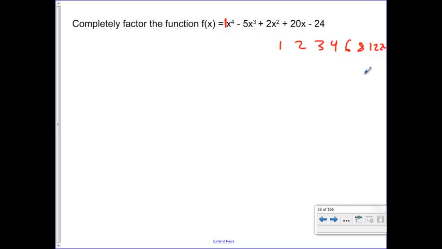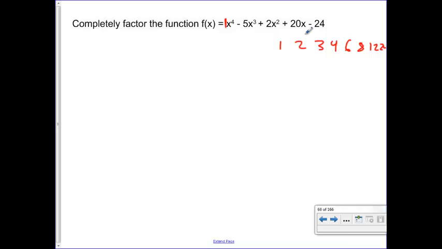So here's another idea. Let's test and see if we can just find one of them that works. Just one. So try the number 1. Does 1 work for all of this? 1 minus 5 plus 2 plus 20 minus 24. Does 1 work?